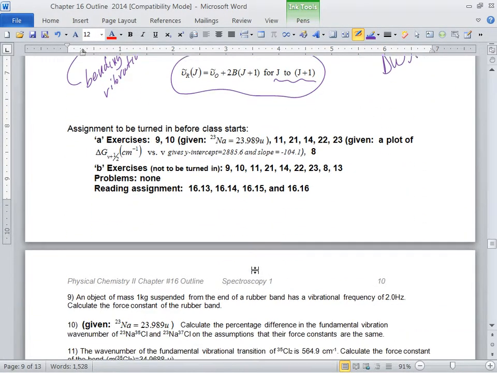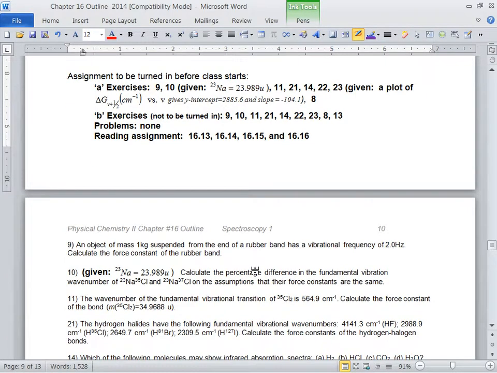So ready to do some homework? An object of mass 1 kilogram suspended from the end of a rubber band has a vibrational frequency of 2 hertz. Calculate the force constant of the rubber band. I think we've done this kind of thing before. What expression are we going to use to get that? Let's just start here. What's the symbol? Okay. They're asking for k.